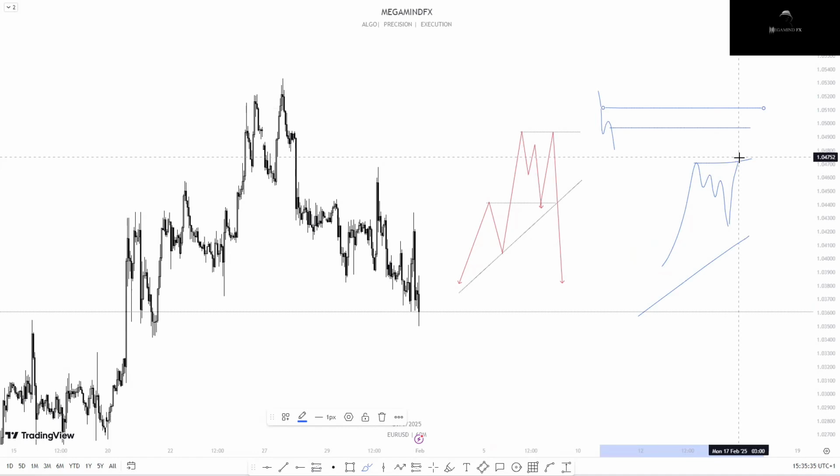Or better still, if you don't want to use a limit, you can use an alert. When price comes in, you find your bearish candles, you can just hit the trigger button and allow it to run. It's as simple as that.